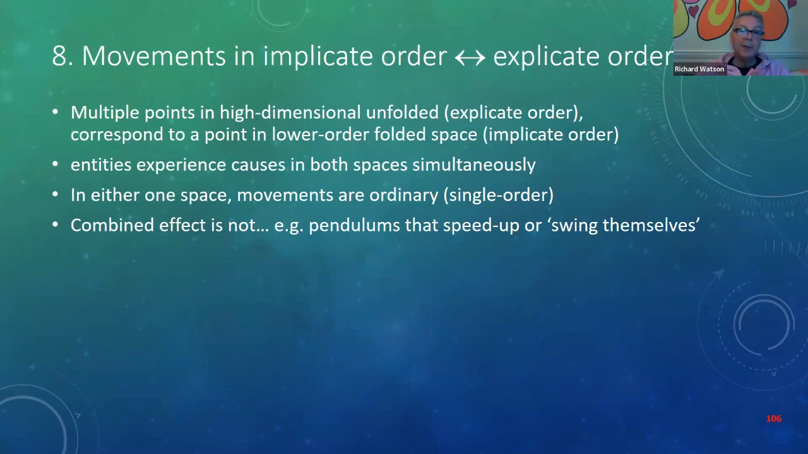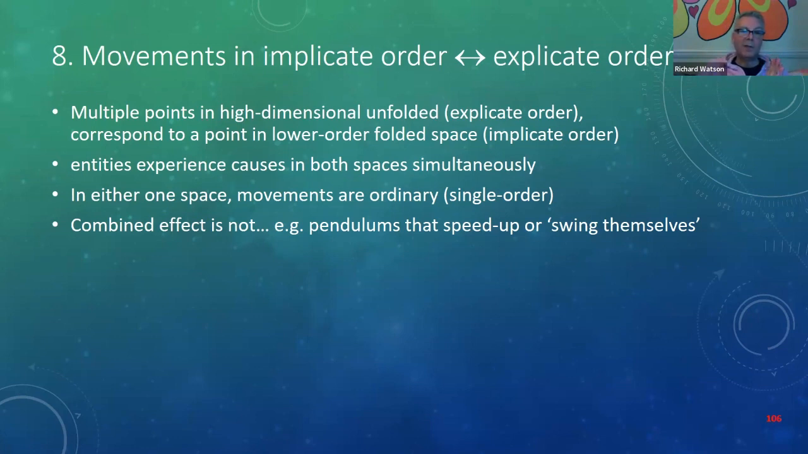Now, movements in the implicate order need to create movements in the explicate order. Multiple points in the high-dimensional unfolded explicate order correspond to a single point in the lower order folded space, the implicate order. But entities experience causes in both those spaces simultaneously. If I alter one small pendulum, or many small pendulums, or I alter the big pendulum, they are coupled with each other. The forces are moving back and forth between those two things. I'm not just pushing on one and the other is reacting. I'm pushing on both of them when I touch them. Entities experience causes in both spaces simultaneously.